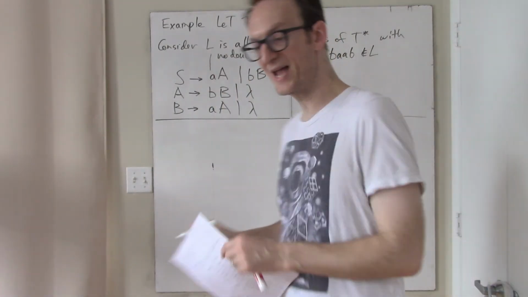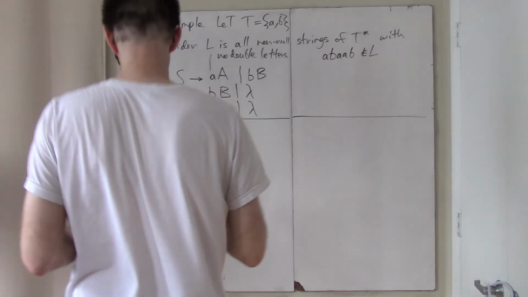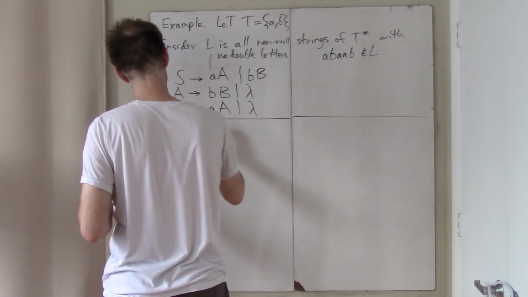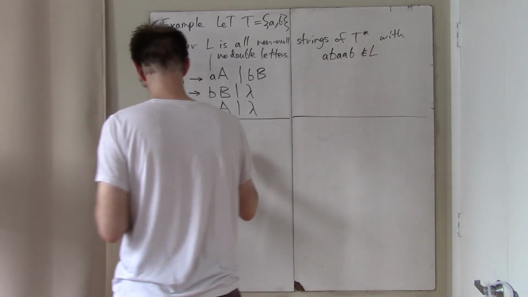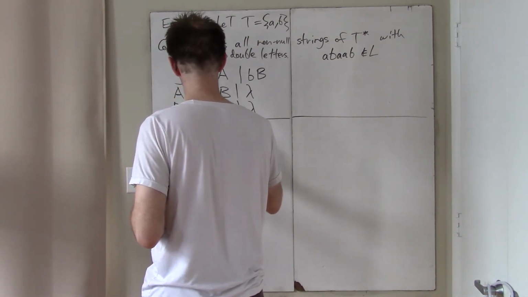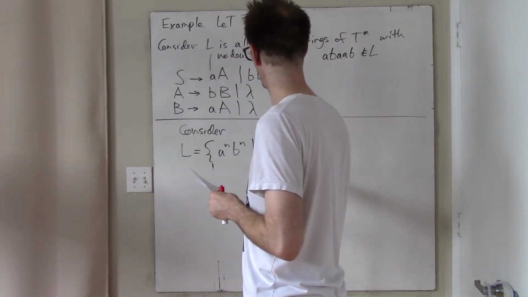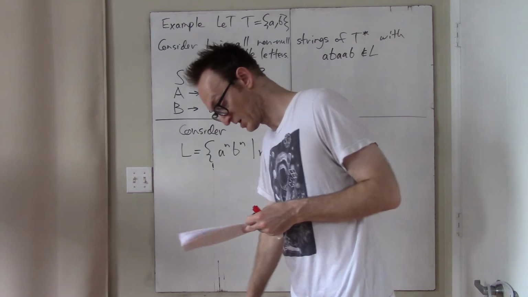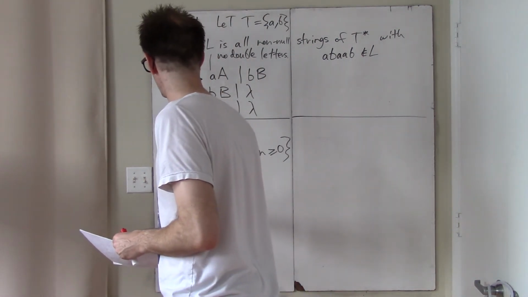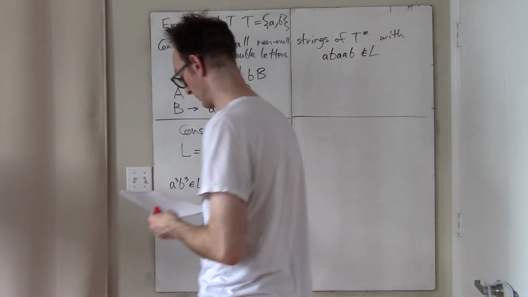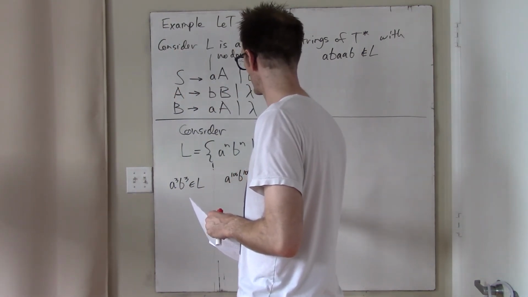Okay, final thing. I think I have 4 minutes or something like that to talk about this. Consider the following language, L, which is the set of all strings of the form a to the n, b to the n, with n greater than or equal to 0. Okay, so what's in this language? For example, a cubed, b cubed is in this language. But so is a to the 100, b to the 100.